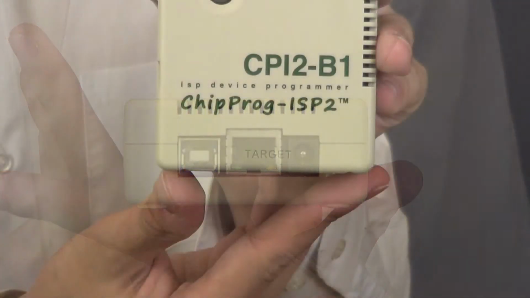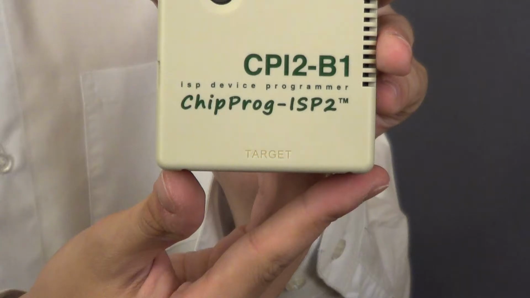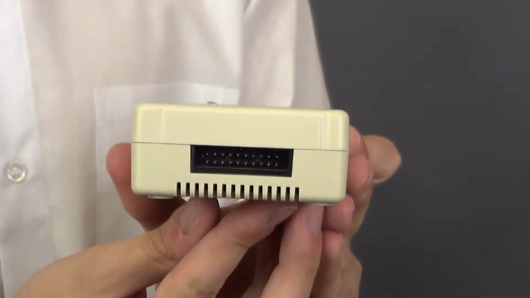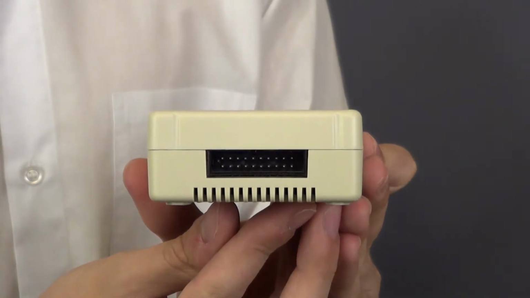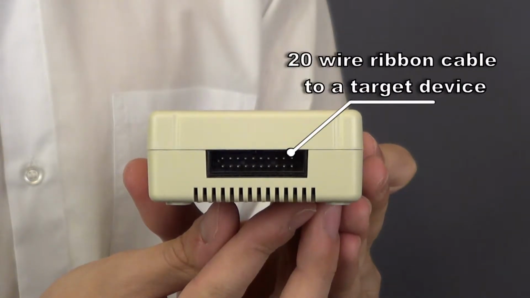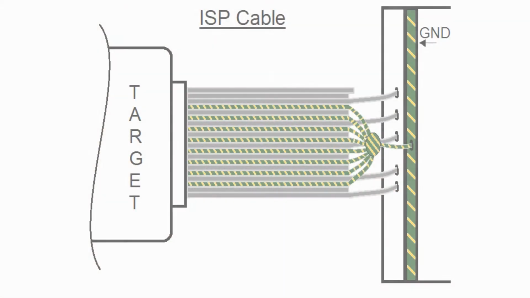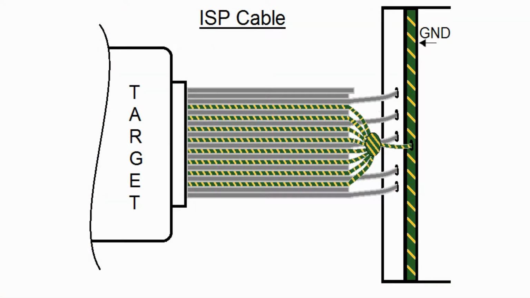A 20-pin connector labeled Target is situated on the opposite side of the unit. This connector is intended to accommodate a 20-wire ribbon cable that outputs ISP signals for flashing target devices and power lines for supplying the target. 10 pins on this connector are dedicated for forming bidirectional ISP signals to be sent and received from the target device. 2 pins are dedicated for supplying power to the target board.